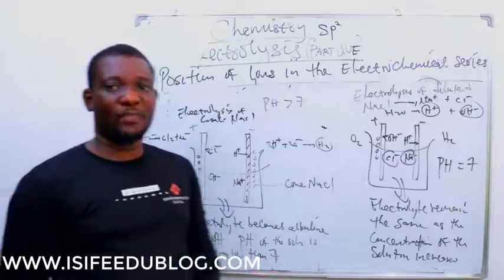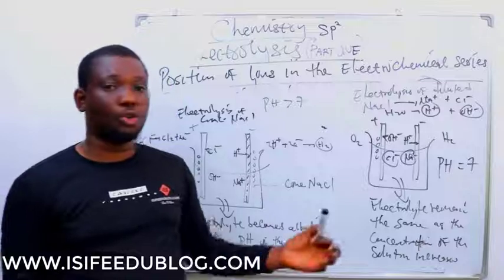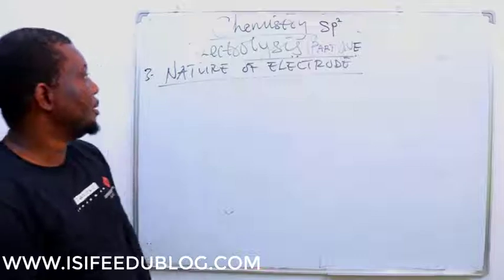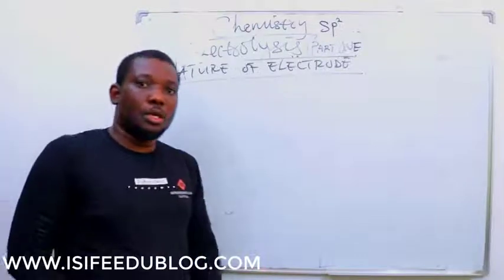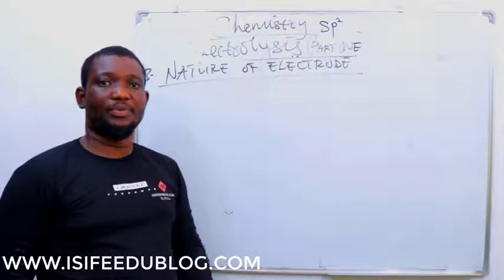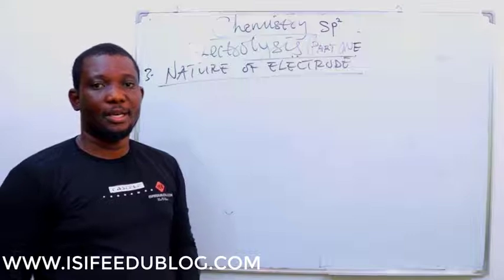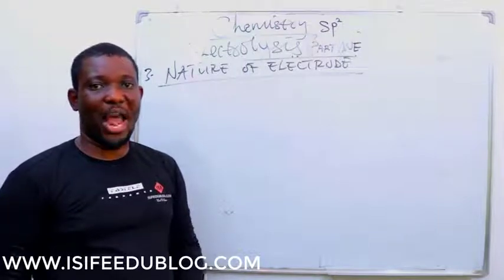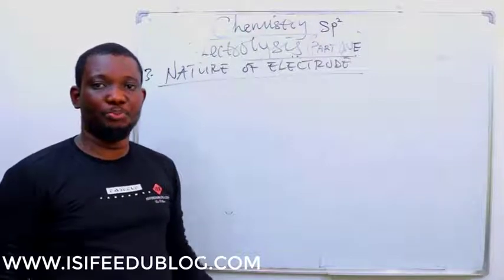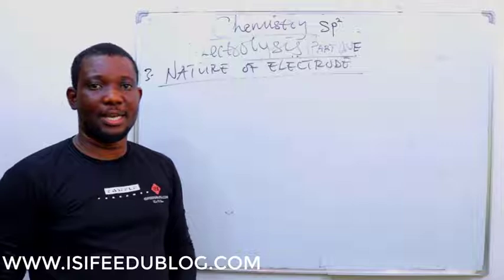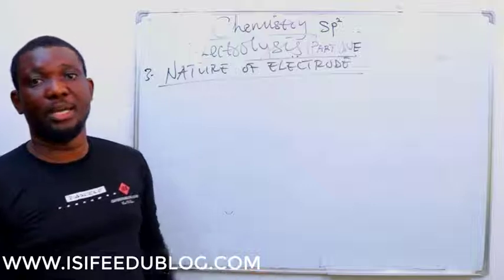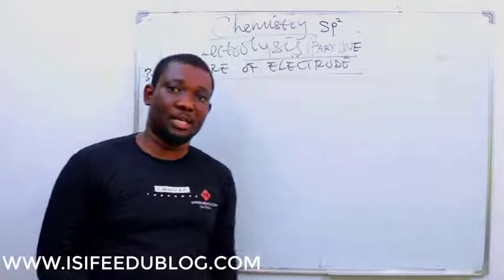And then finally, we look at the third factor that affects discharge of ions, which is the nature of the electrode. I have said in today's video that the nature of the electrode determines what is favored to be discharged. An electrode can either be passive or active. Passive electrodes are inactive electrodes. They do not take part in the electrolytic process. They are just there as electrodes. Most electrolysis prefers passive electrodes to active ones.